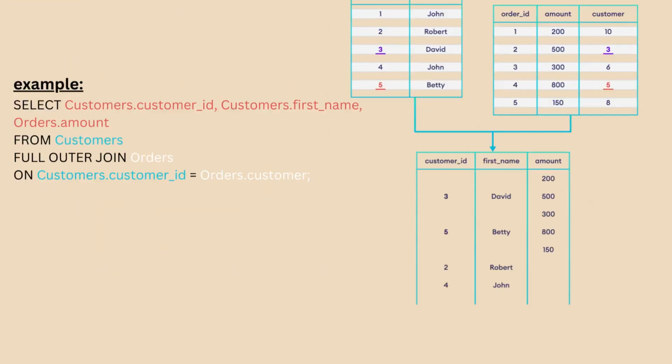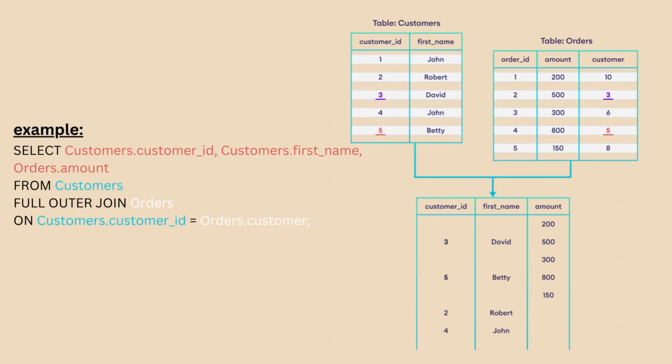Let's see the working of full outer join with the customers table and orders table. To perform the full outer join, write the query as: SELECT customers.customer_ID, customers.first_name, orders.amount FROM customers FULL OUTER JOIN orders ON customers.customer_ID = orders.customer_ID. In the result we can see that all the rows from both tables are present in the result table.